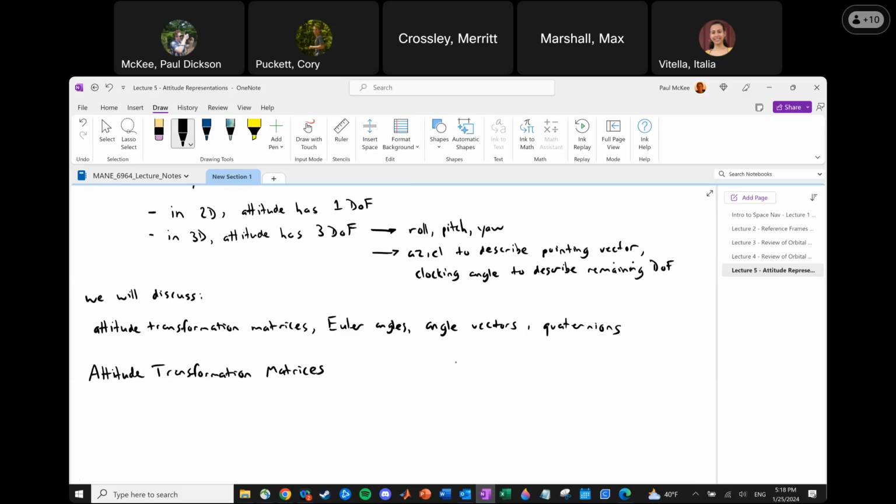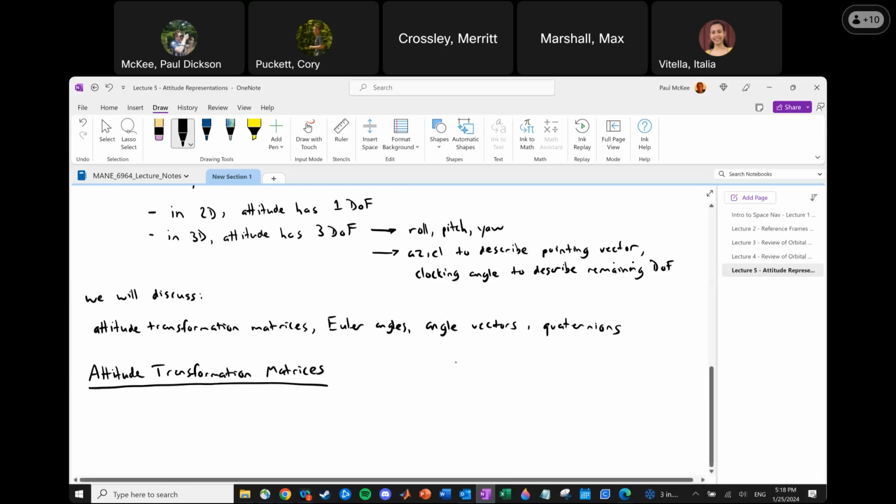All right. So attitude transformation matrices are one of the most common ways in linear algebra to express a rotation. This is going to be kind of a wordy lecture here, so bear with me.